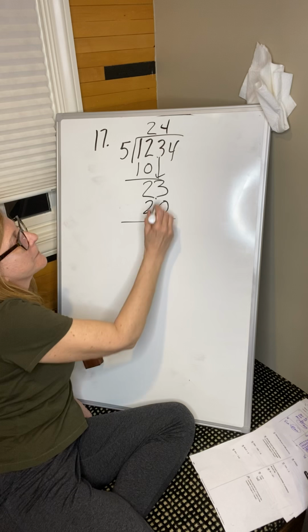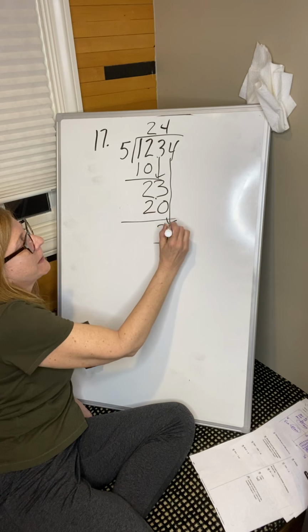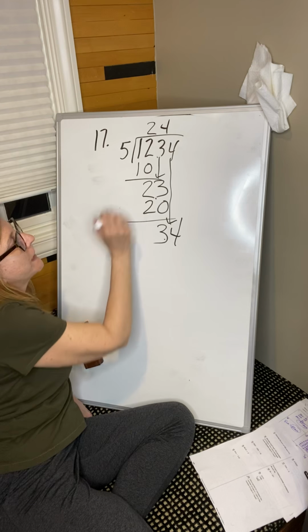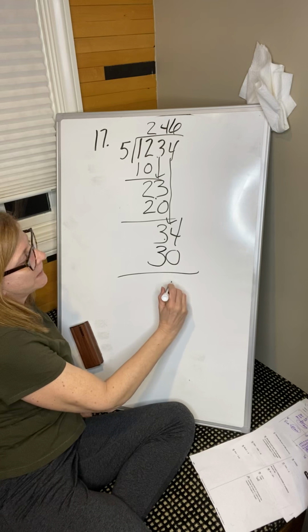1,234 divided by 5. 5 will go into 12 how many times? 2. 12 minus 10 is 2. Bring down that 3. 5 will go into 23, or 23 divided by 5, is 4. 4 times 5 is 20. That leaves us with 3. We're going to bring down that 4. 34 divided by 5 will go 6 times. 6 times 5 is 30. That leaves us with 4.